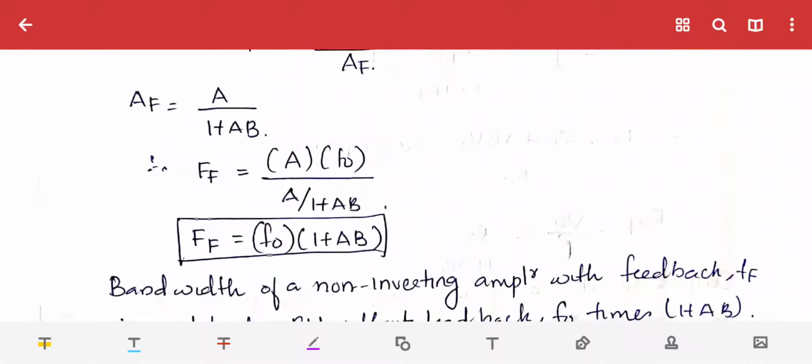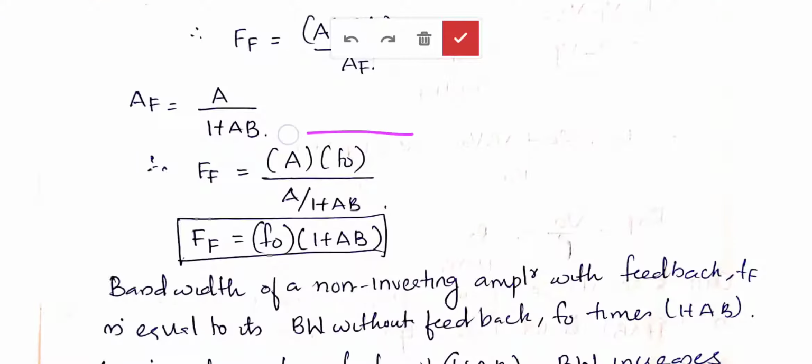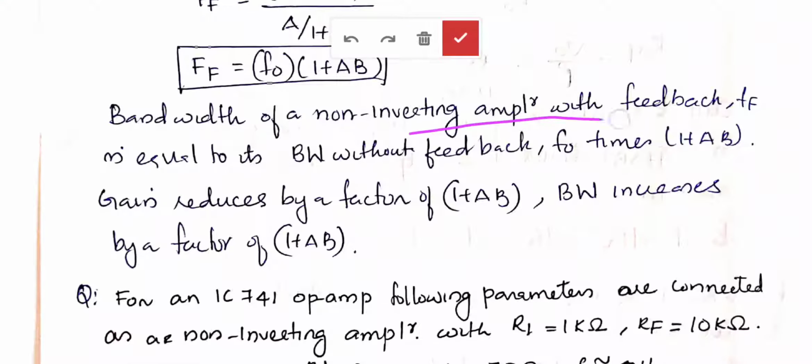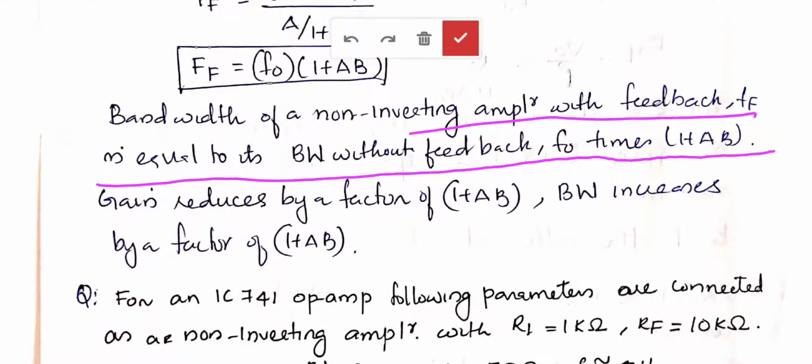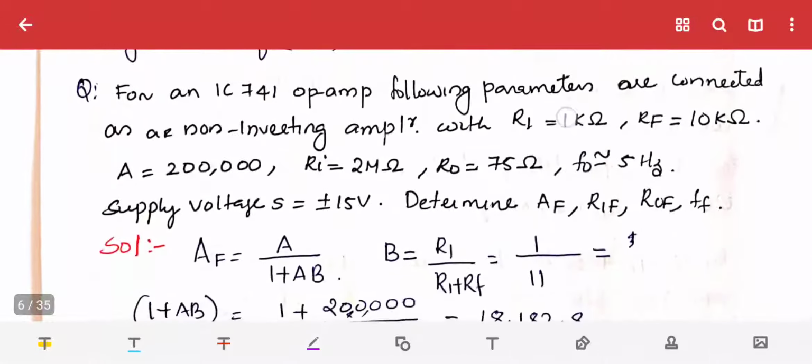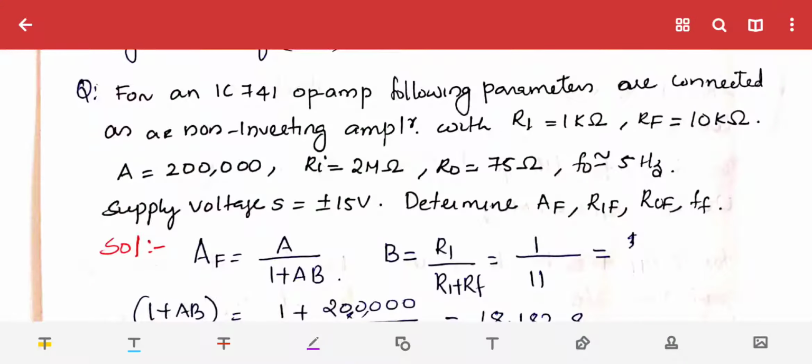Substituting that, we will get bandwidth with the feedback is F0 into 1 plus A beta. That means the feedback increases the bandwidth by a factor of 1 plus A beta. Bandwidth of a non-inverting amplifier with feedback FF is equal to bandwidth without feedback F0 times 1 plus A beta. So gain reduces by a factor of 1 plus A beta for a negative amplifier. Bandwidth increases by a factor of 1 plus A beta. Next we will solve a simple problem under this particular non-inverting amplifier.